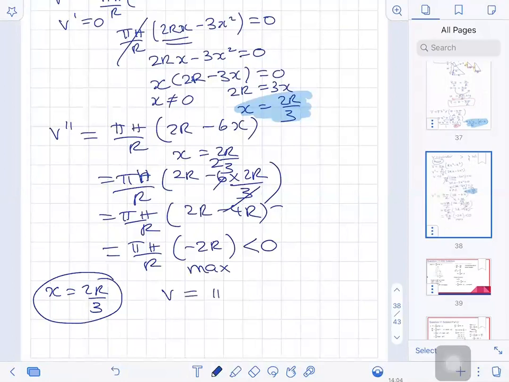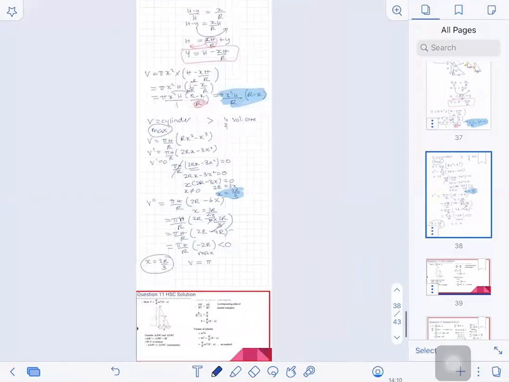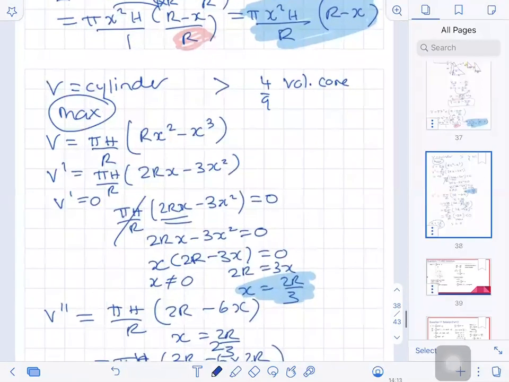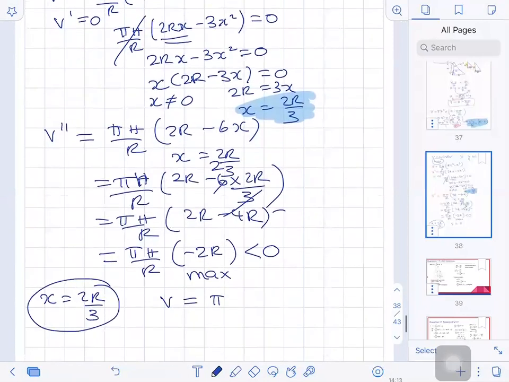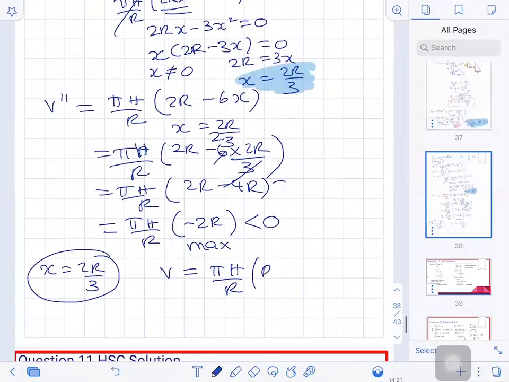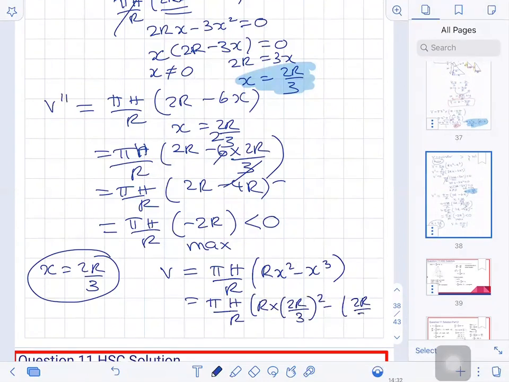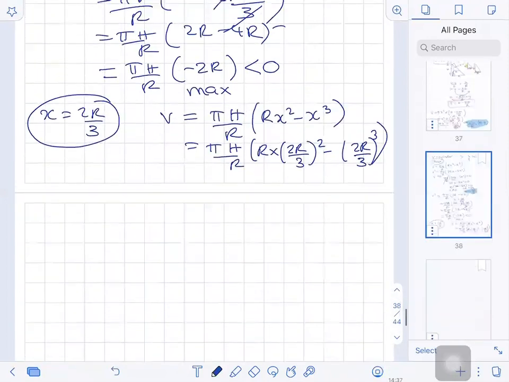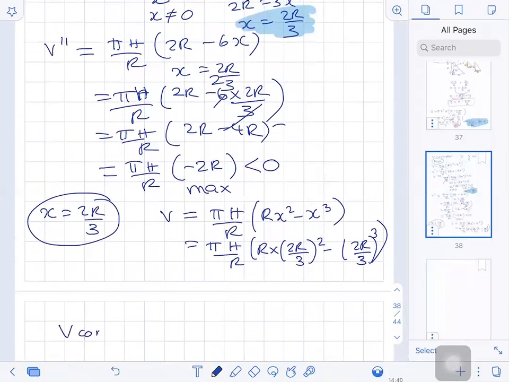That means the volume of the cylinder would be pi times, let's look at the volume of the cylinder, pi times h on r, x squared minus x cubed. We want to see that this does not exceed the volume of the cone. So we put this in, minus 2r on 3 cubed, and we work that out. We need a bit more space. And the volume of the cone is 1/3 pi big R squared h.